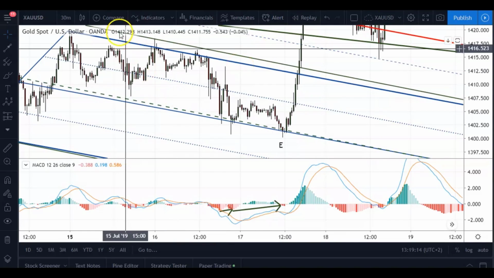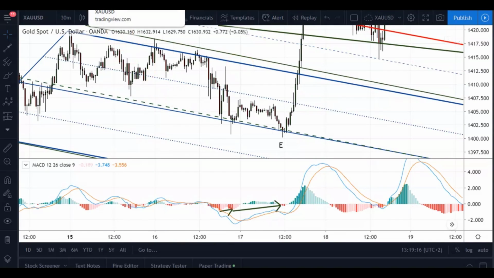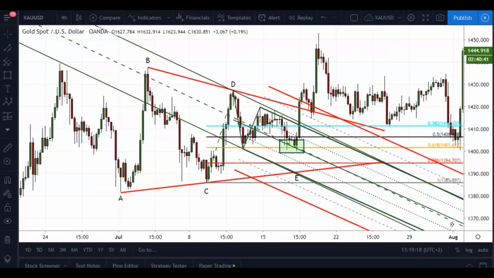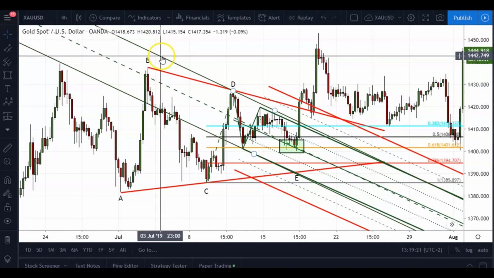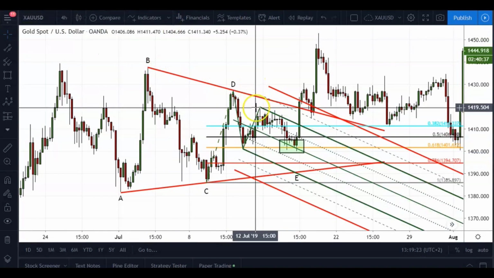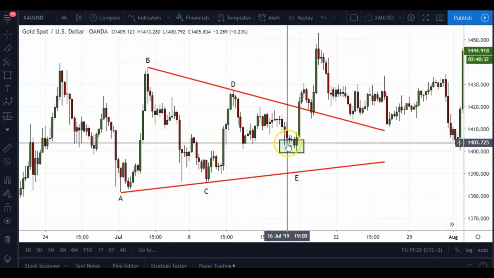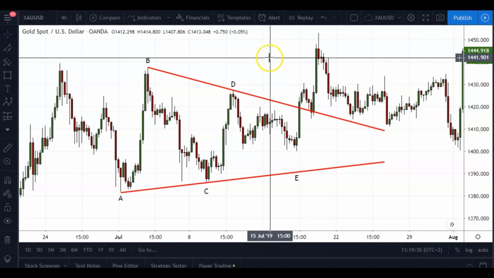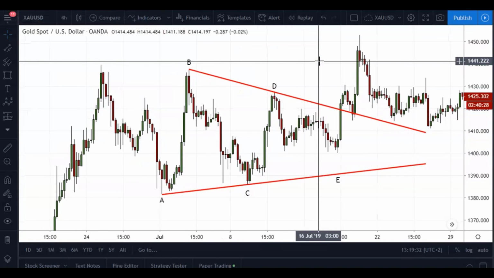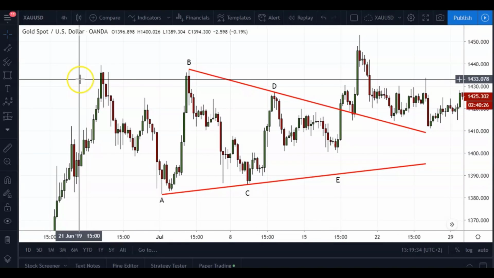Just before we get to the Euro-US dollar, I want to show you a larger triangle that I've been following a while back. I just want to get rid of most of these lines and show you the other tool that I use. I don't show this often. It works quite great as a more conservative entry method, if I can put it that way.